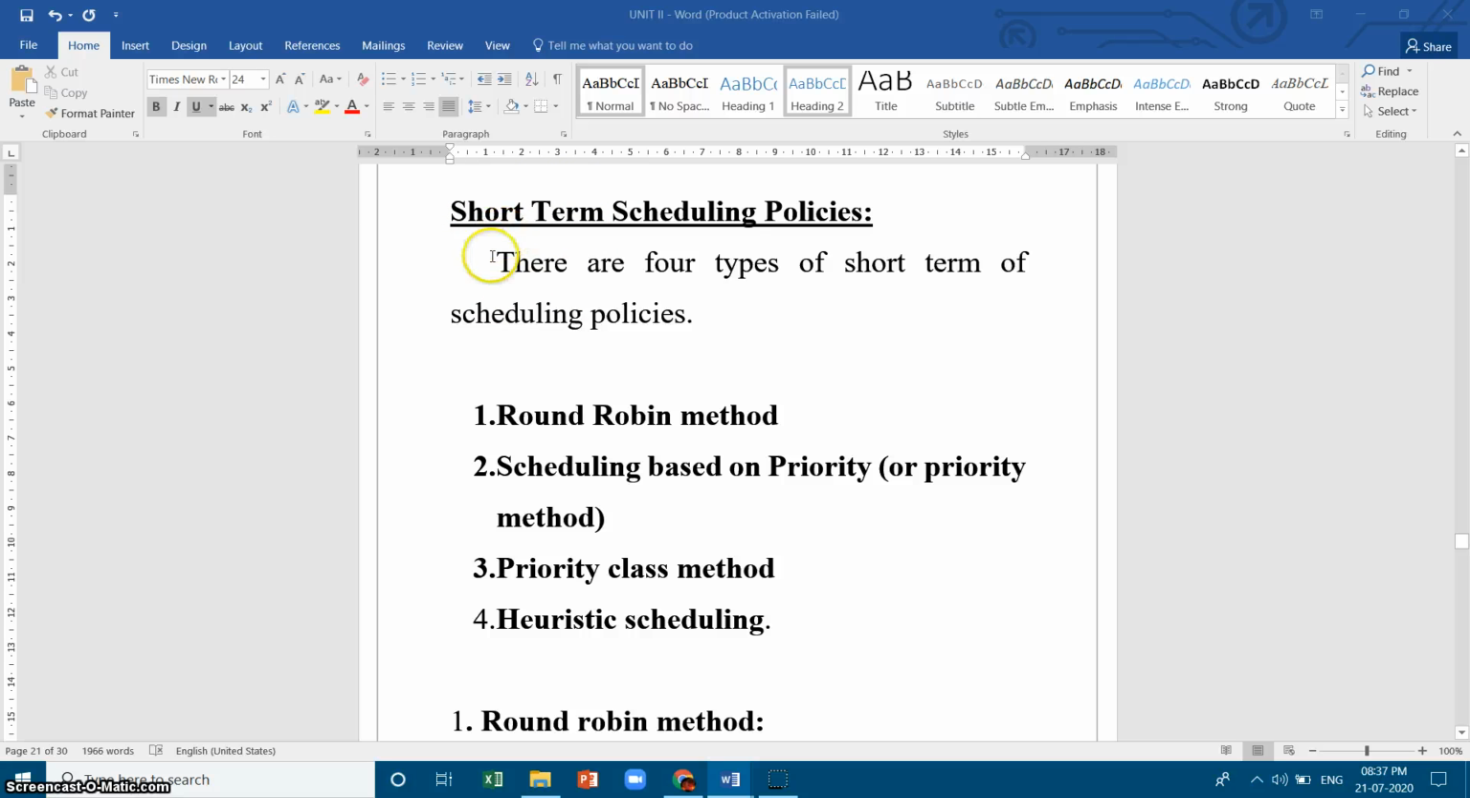When you are going to dispatch, it is going to follow any of these four methods: round robin method, scheduling based on priority or priority method, priority class method and heuristic scheduling. So these are the four methods. It will be dispatched from your ready state to your running state. The first method, round robin method.